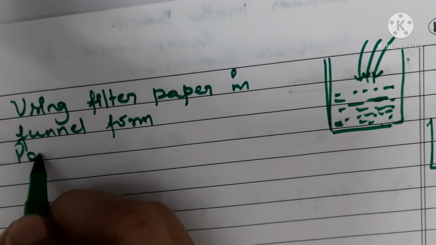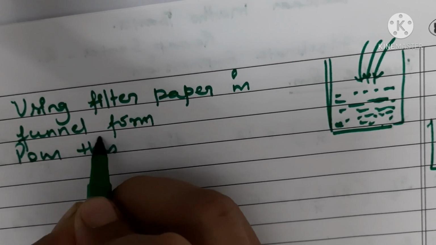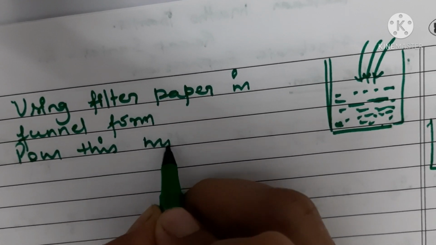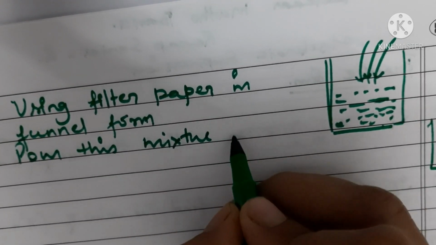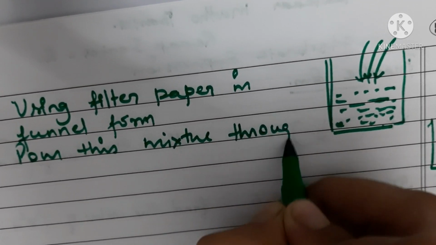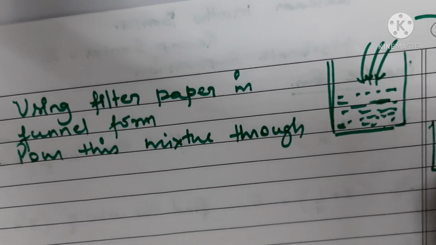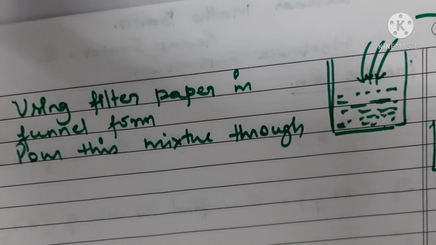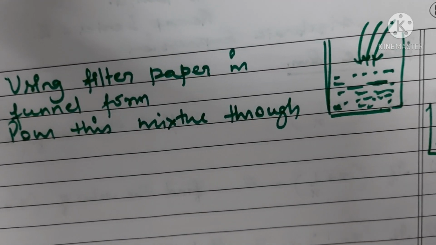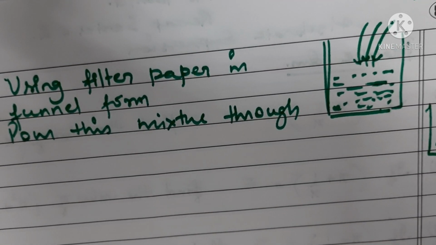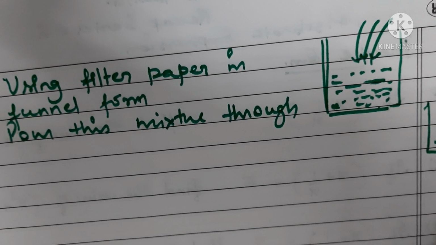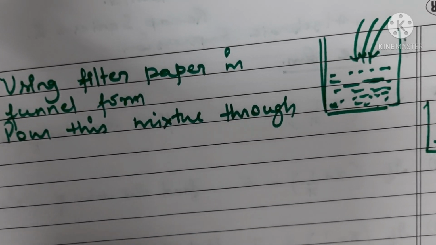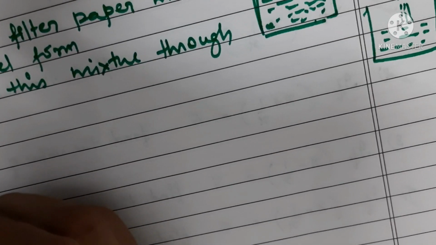Then what will you do? Pour this mixture through it. Through it means through this. You are going to pour it through this, right? Very slowly you will pour it into this filter paper, and what will happen? The soluble salt solution will move into this. It will go down from here. Okay, then what will happen?